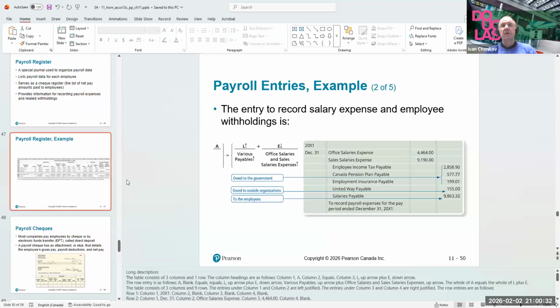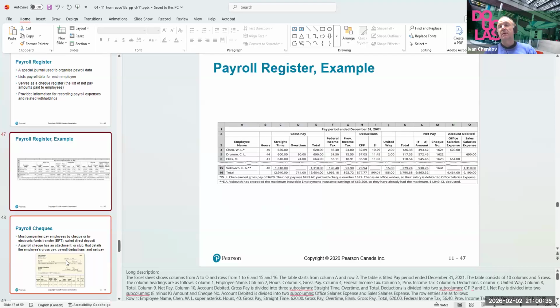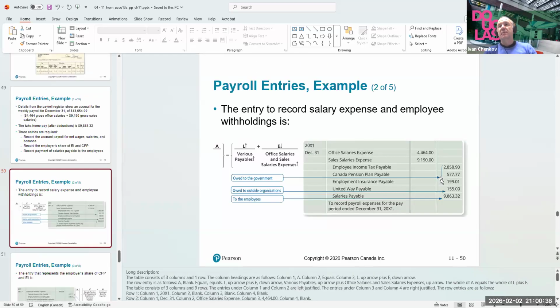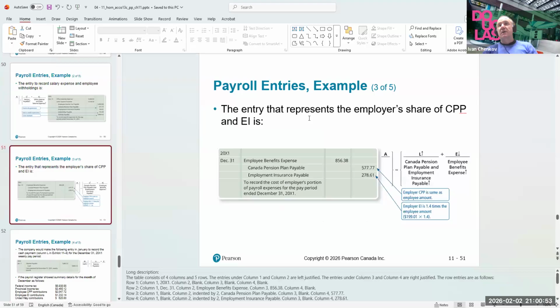Let's go back to the slides and finish the slides now. So once we have this information here, we can easily go to the journal entry and start plugging in the numbers. Again, don't forget, the total on the debit has to match the total on the credit. The payroll that the employer has to pay is treated as an employee benefit expense, and thus that's related to the pension plan payable and employment insurance payable for the employer.